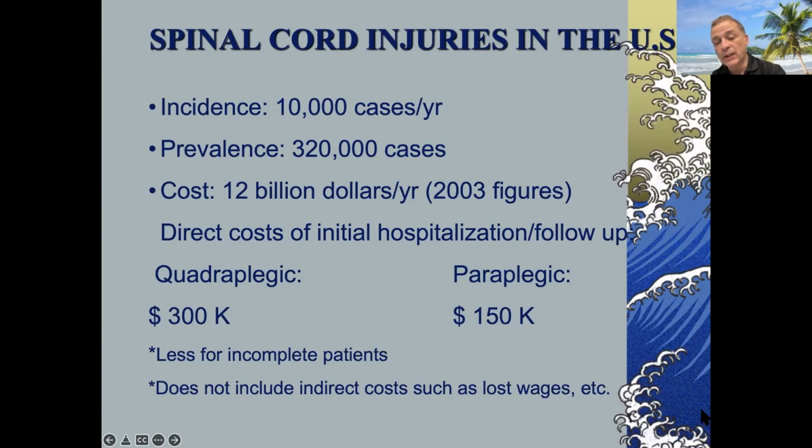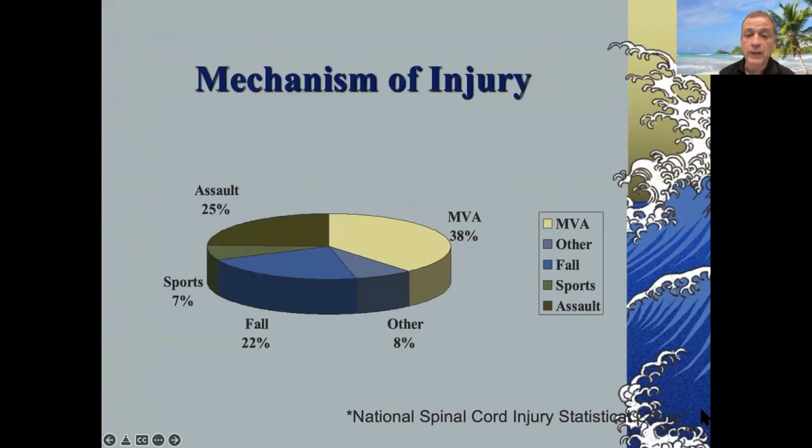And the cost is proportional to their level of injury. So obviously someone who is paraplegic is much less costly than someone who's quadriplegic, which is much less costly than someone who is quadriplegic and on a ventilator.